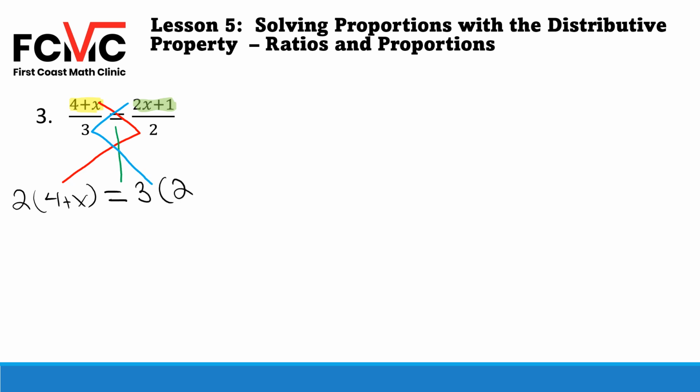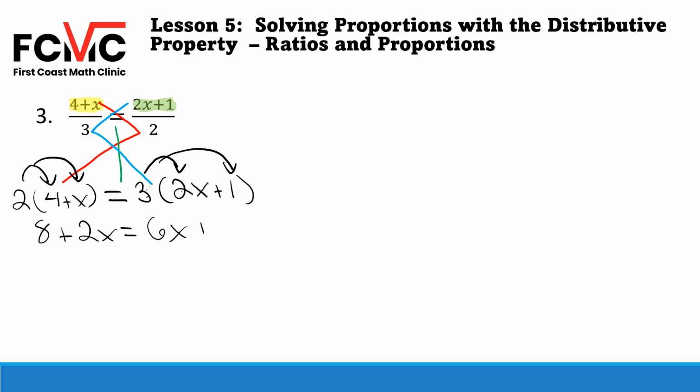3 times 2x plus 1. So now we use our distributive property. 2 times 4 and 2 times x. 2 times 4 is 8. 2 times x is 2x. Distributive property on the right. 3 times 2x is 6x. 3 times 1 is 3.